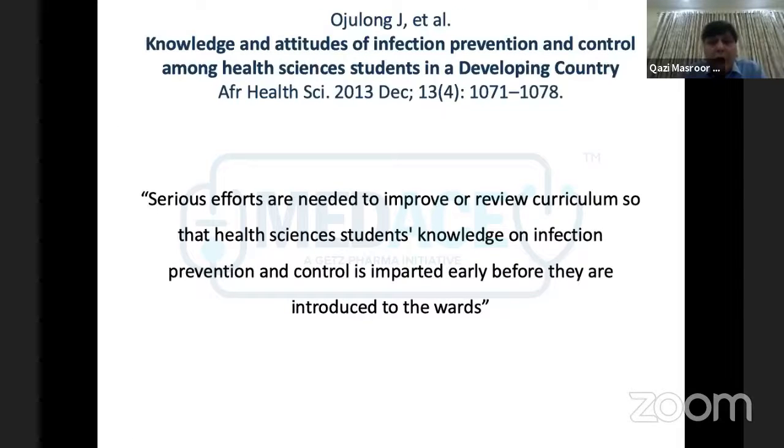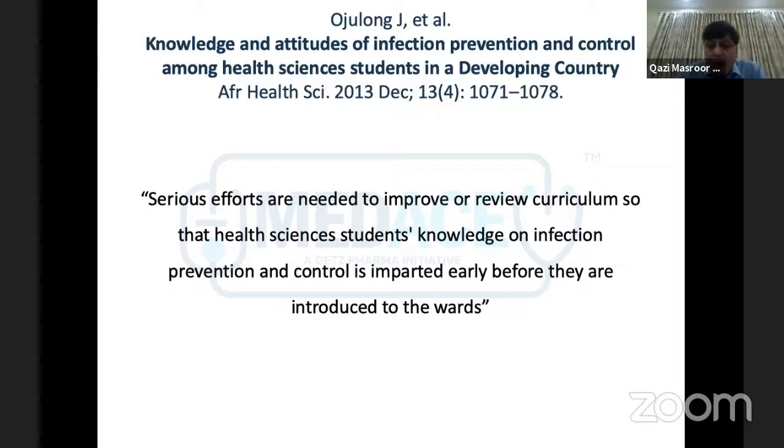And whenever we talk about infection control in hospital, the study from Nigeria is saying that serious efforts are needed to improve or review curricula so that health science students' knowledge on infection prevention and control is imparted early, before they are introduced to the wards.